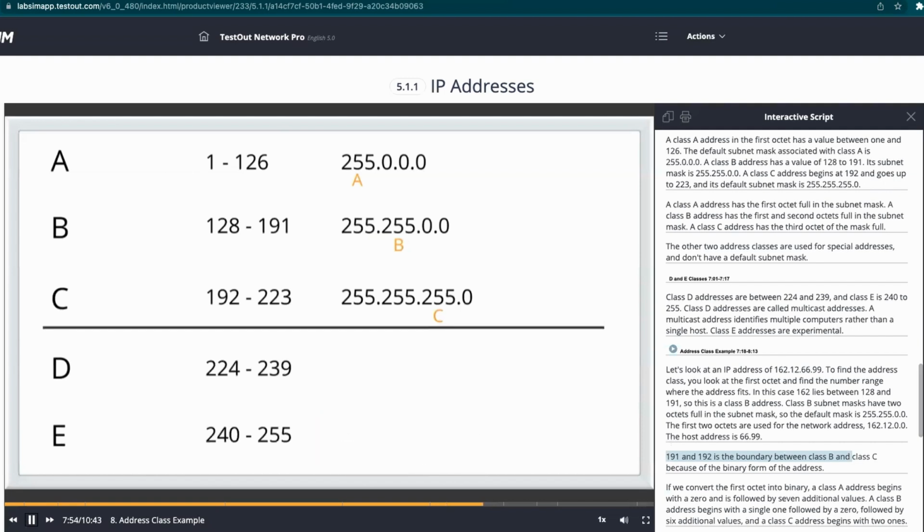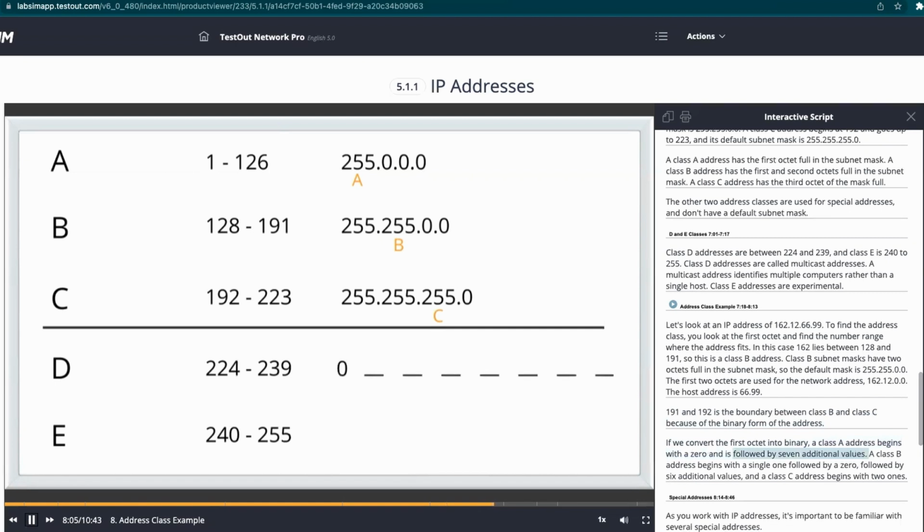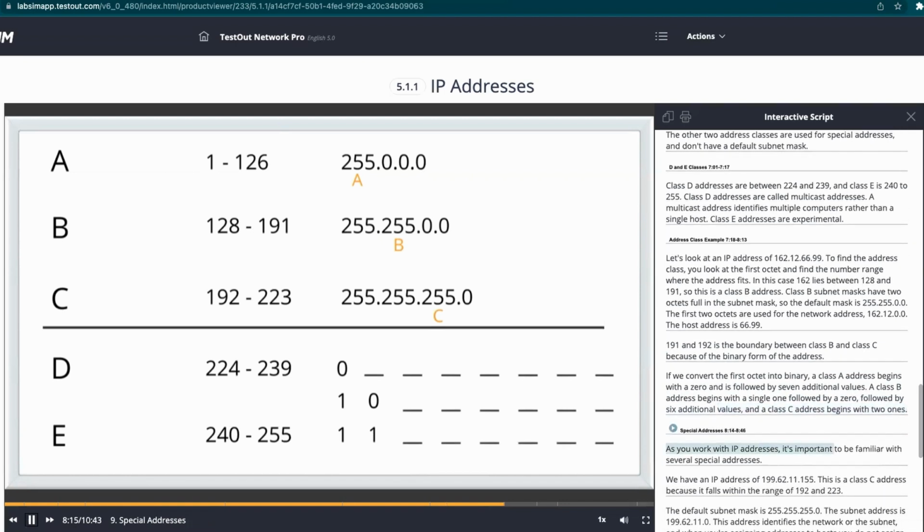191 and 192 is the boundary between Class B and Class C because of the binary form of the address. If we convert the first octet into binary, a Class A address begins with a 0 and is followed by 7 additional values. A Class B address begins with a single 1 followed by a 0, followed by 6 additional values, and a Class C address begins with 2 1s. As you work with IP addresses, it's important to be familiar with several special addresses.